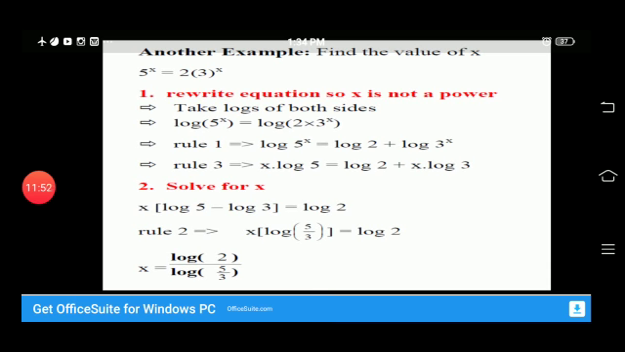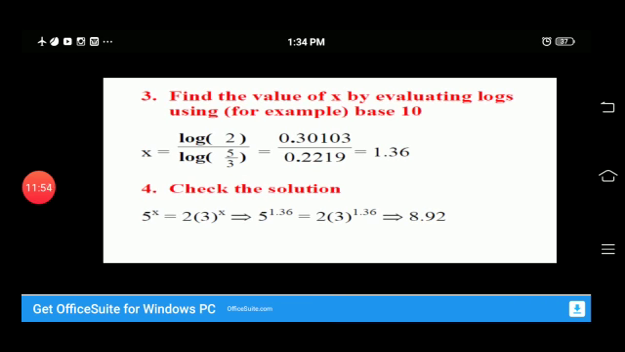Now solving it for x, what we will do, we will find the value of the log using the calculator, and simplifying it, it will come 1.36. We can also check it by putting the values in the given question and simplifying it, to see whether the left hand side is equal to right hand side. If it is so, then it means that our answer is correct.